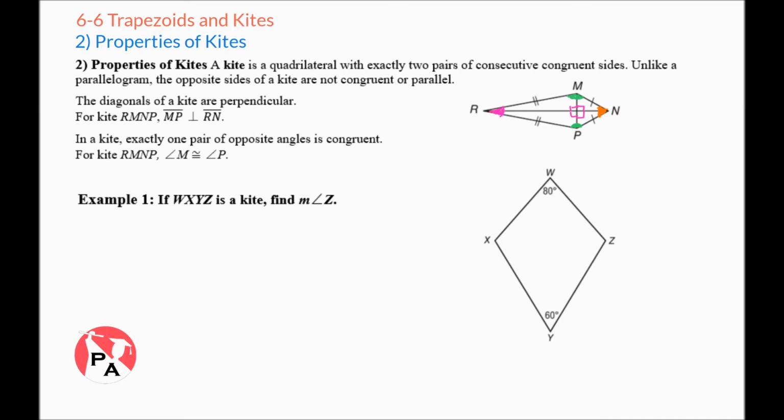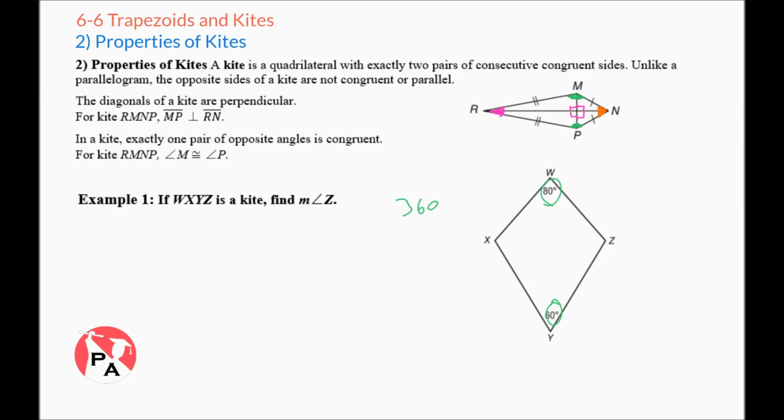Okay, let's get to the example here. It says if WXYZ is a kite, find the measure of angle Z. So now we have four angles. As you see, the sum of the angles must be 360 degrees because quadrilaterals add up to 360 degrees. Now the angles that we know are 80 and 60. Since they're not equal to each other, these two angles must be the same, whatever that is equal to this one.